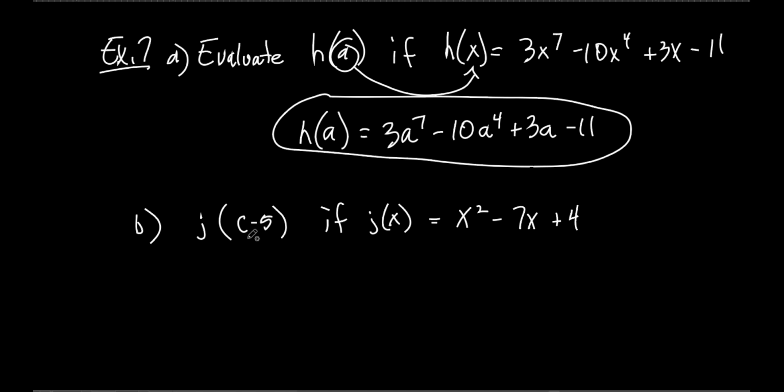Yeah, or replace the x with the c minus 5. Take that c minus 5, and instead of j of x, it's j of c minus 5. Instead of x squared, what's it going to be? It's going to be c minus 5 squared. What do we have to do with that c minus 5, though? Put it in parentheses and then put that outside parentheses, yes. Minus 7 times what? C minus 5.